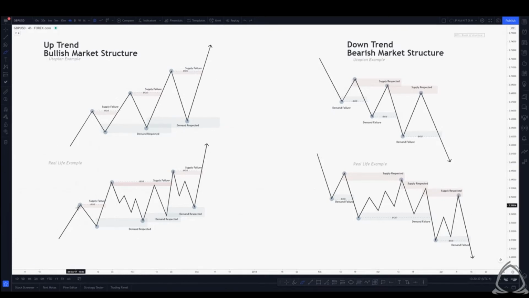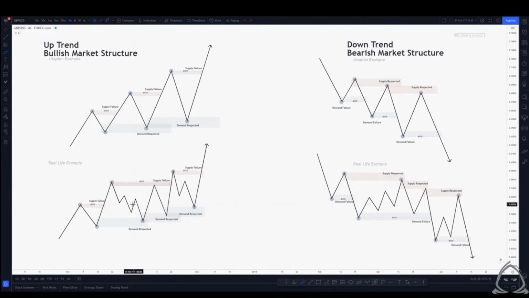But similarly, we have a supply zone that's created. We put in our higher low. Price breaks to the upside, breaking the previous higher high, which creates a supply zone failure. We get our complex pullback. And another point that we can add on that's a little bit more advanced, but something that I touched on in the supply and demand section.